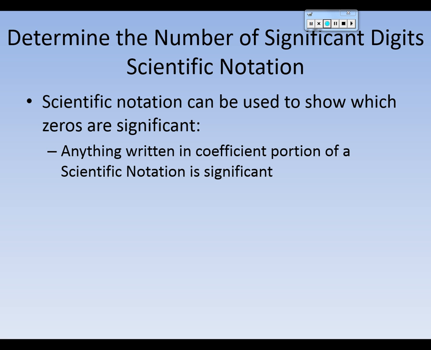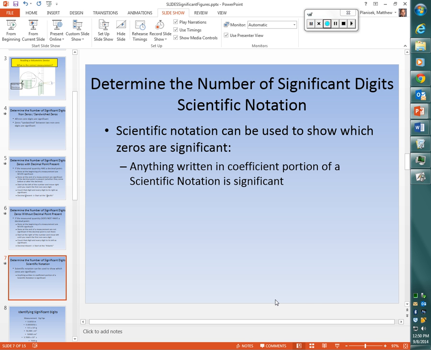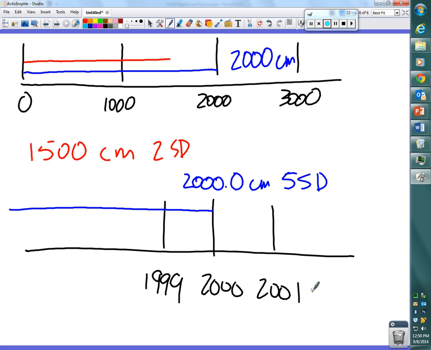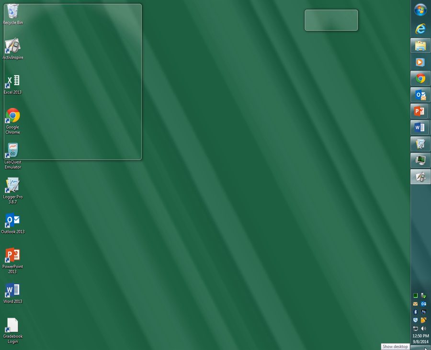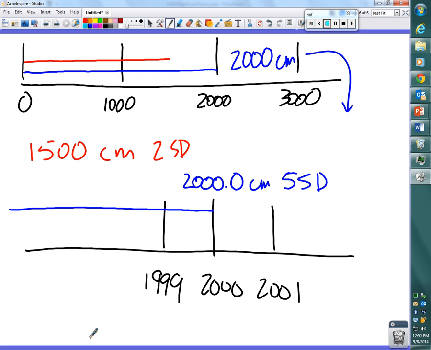Okay? So, that being said, let's go here. Okay, so this 2,000 right here, if we had to write it in scientific notation, how would we turn that number into scientific notation? Rito? Okay, that's that number in scientific notation.